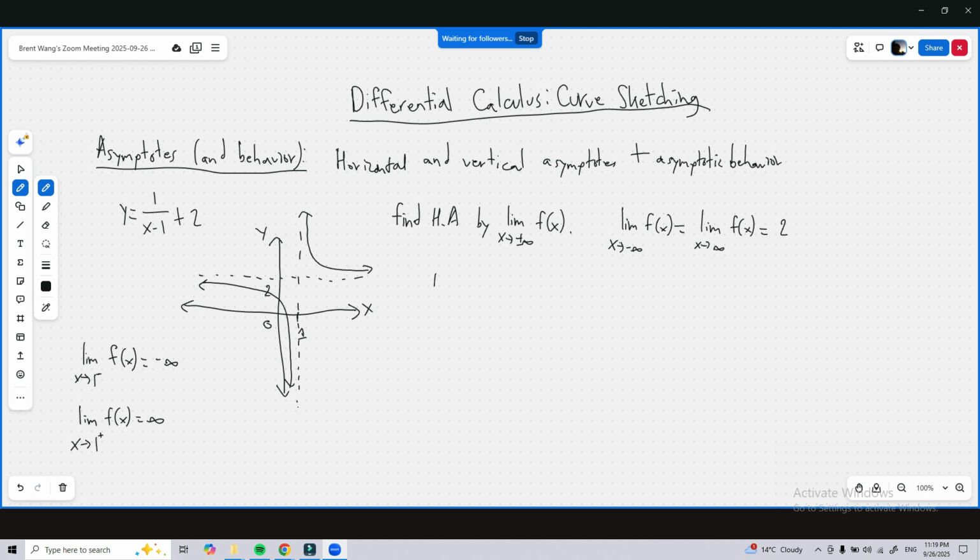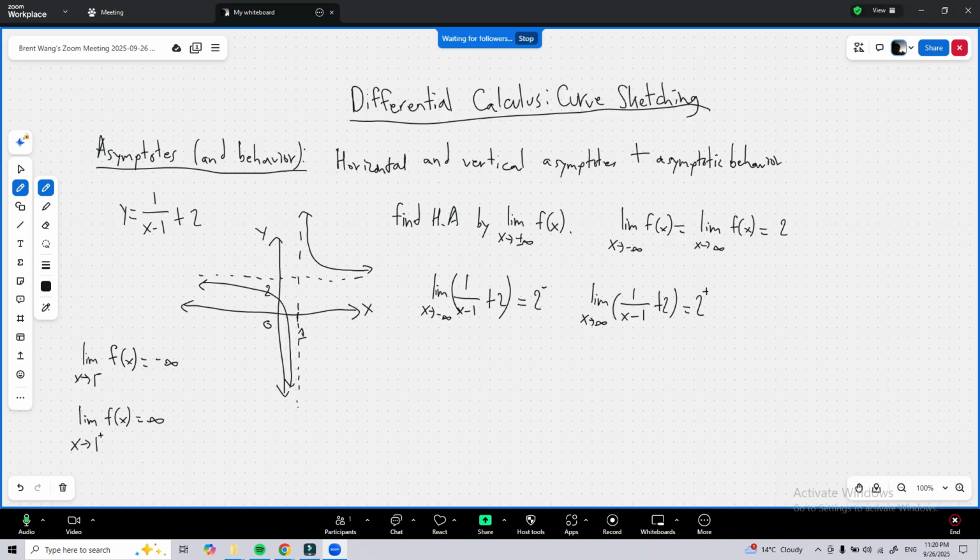Now, asymptotic behavior. The limit as x approaches negative infinity of 1 over x minus 1, plus 2, I'm going to draw this in brackets, equals 2, but I'm going to put a negative on top. So it's slightly under the horizontal asymptote. The limit as x approaches infinity of 1 over x minus 1, plus 2 is equal to 2 plus, which means it's slightly higher than 2 as the function goes to infinity.